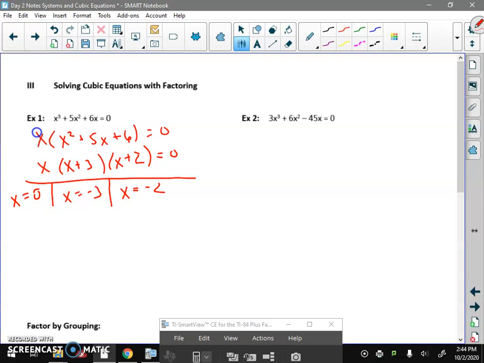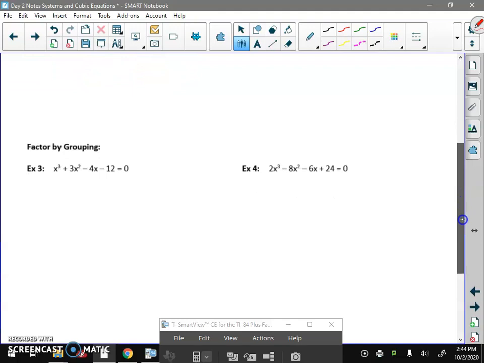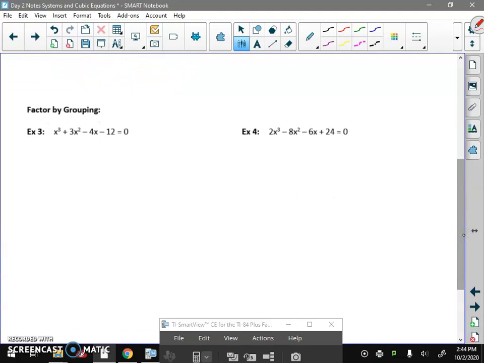Pull out more of a GCF, 3x. I don't want to do that. We've only got a few minutes left. If we have time, we'll come back to it. I want to do this factor by grouping instead. I'm going to do this one as a 2, 2 grouping. And I want you to remember, it's this.